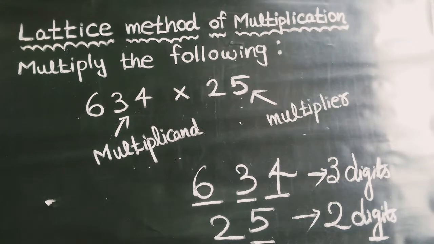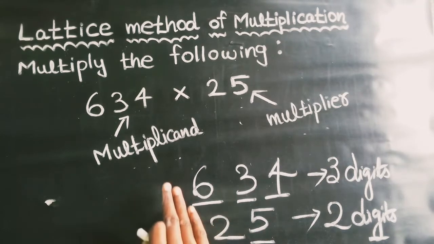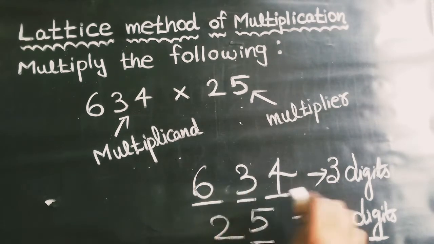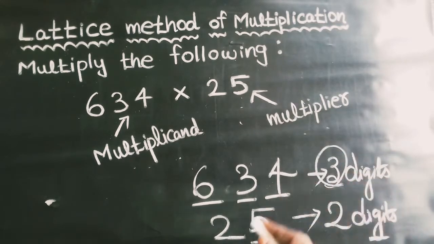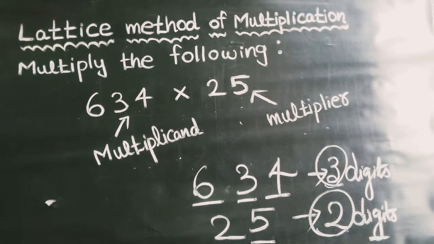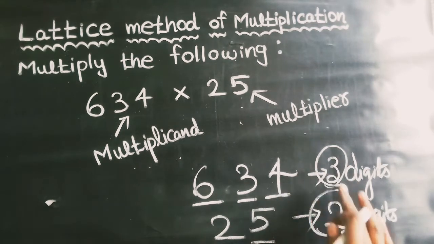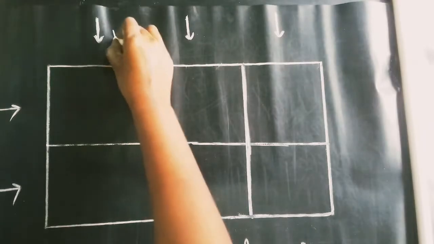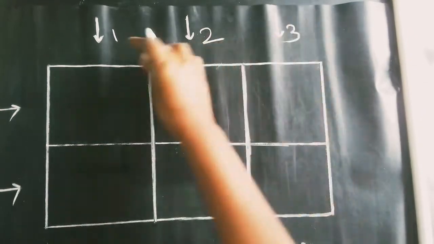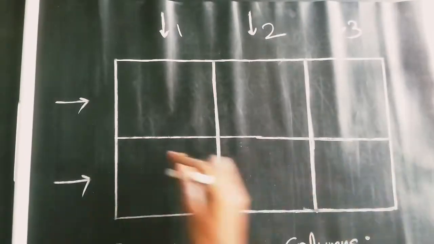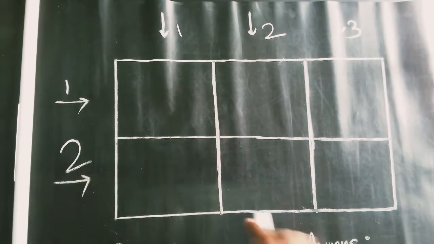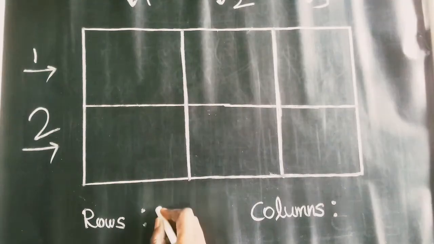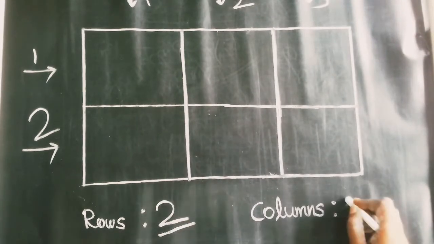So the first step is to draw as many columns as the number of digits in the multiplicand, and the second step is to draw as many rows as the number of digits in the multiplier. So totally 3 columns and 2 rows we are going to draw. So 1, 2, 3 columns, then 1, 2 rows. Number of rows 2, number of columns 3.